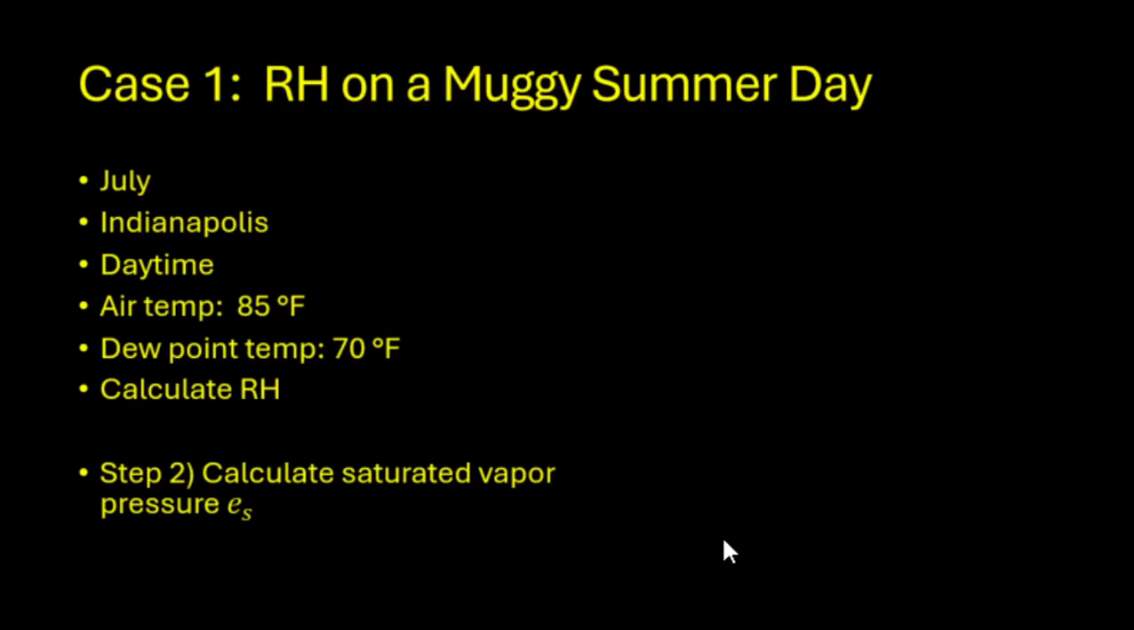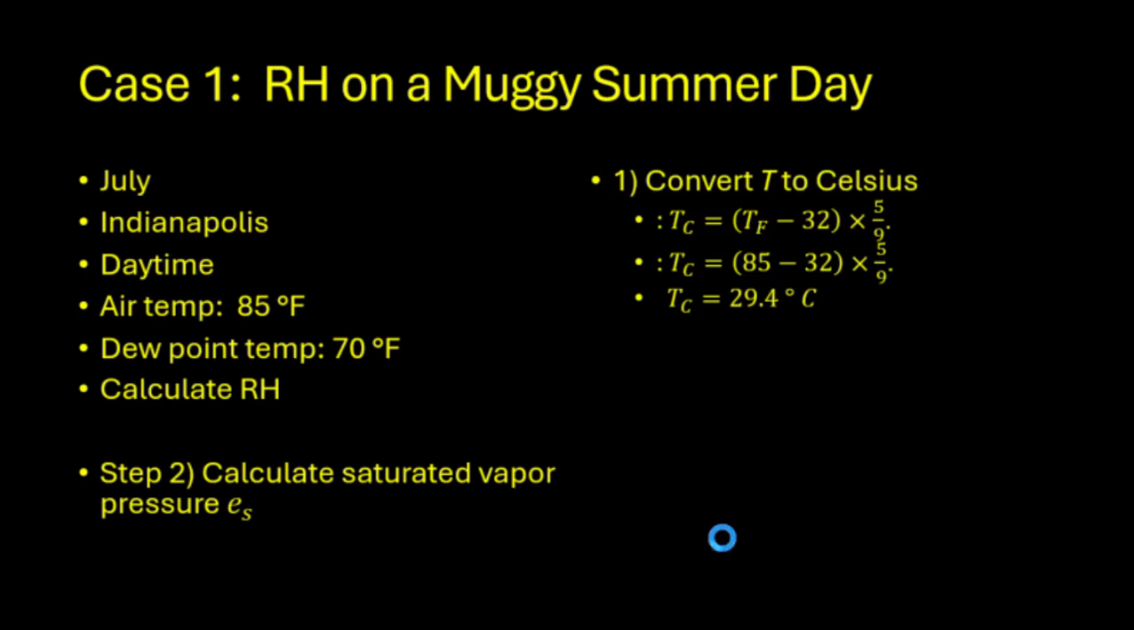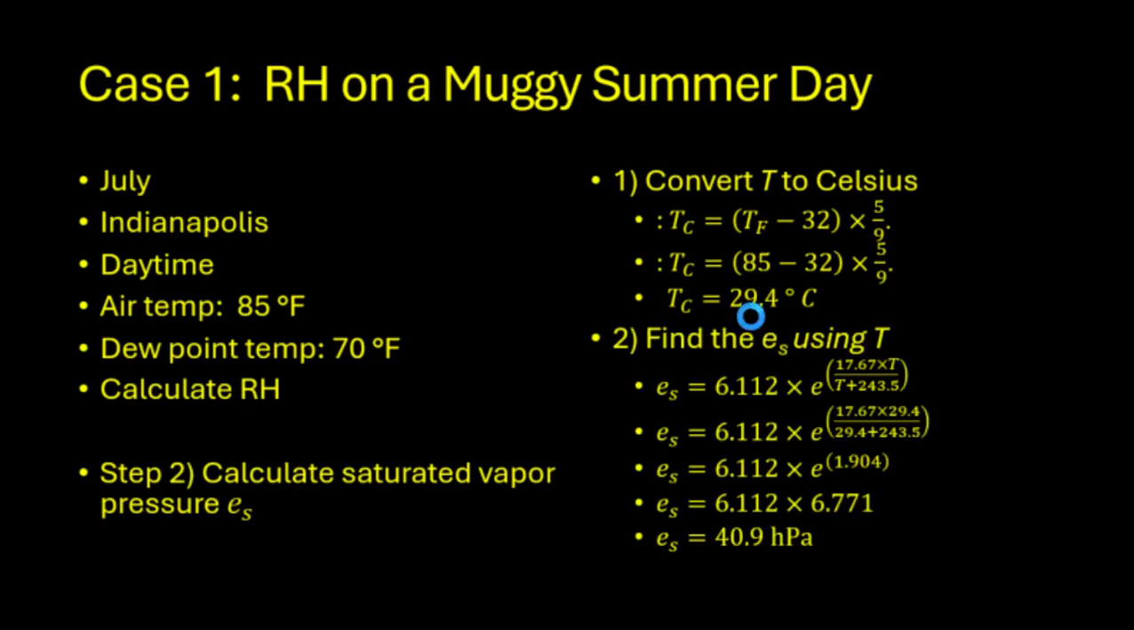Now we have to calculate the saturated vapor pressure. That's our second step. To do that, we once again convert. We take that 85 degree air temperature and convert it to Celsius. So 85 degrees Fahrenheit is the same as 29.4 degrees Celsius. We then plug that number in. Once again, it's a very similar formula, the only difference being that now we're using air temperature instead of dew point, and we'll get a result of 40.9 hectopascals as our saturated vapor pressure.